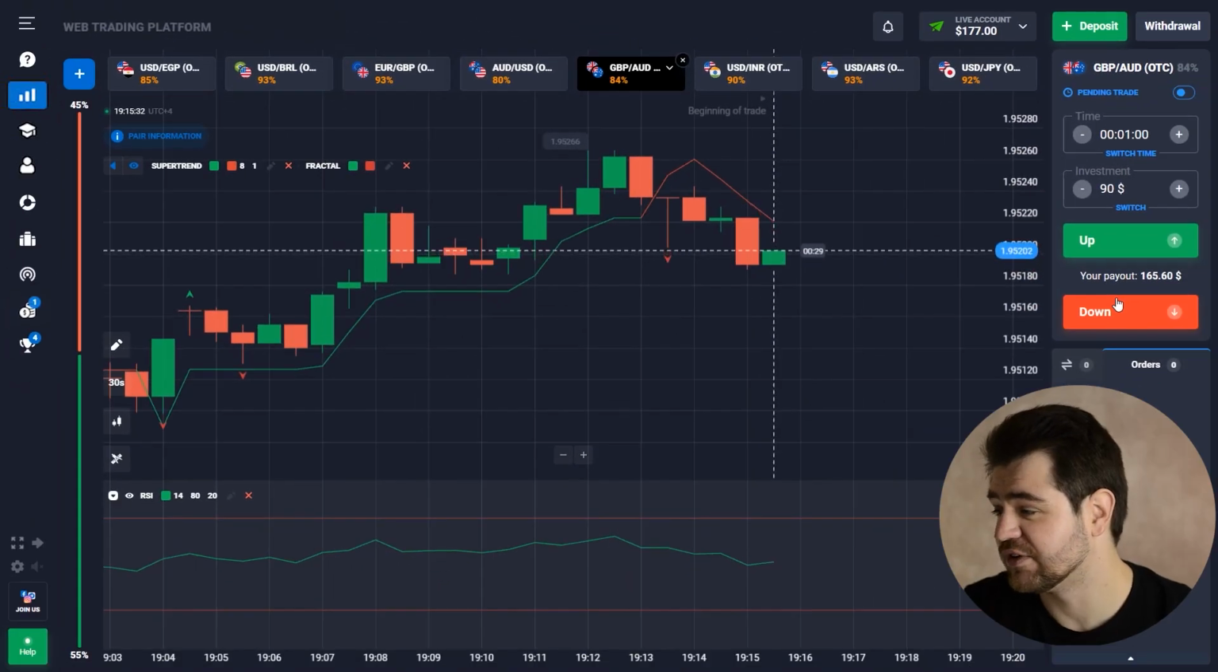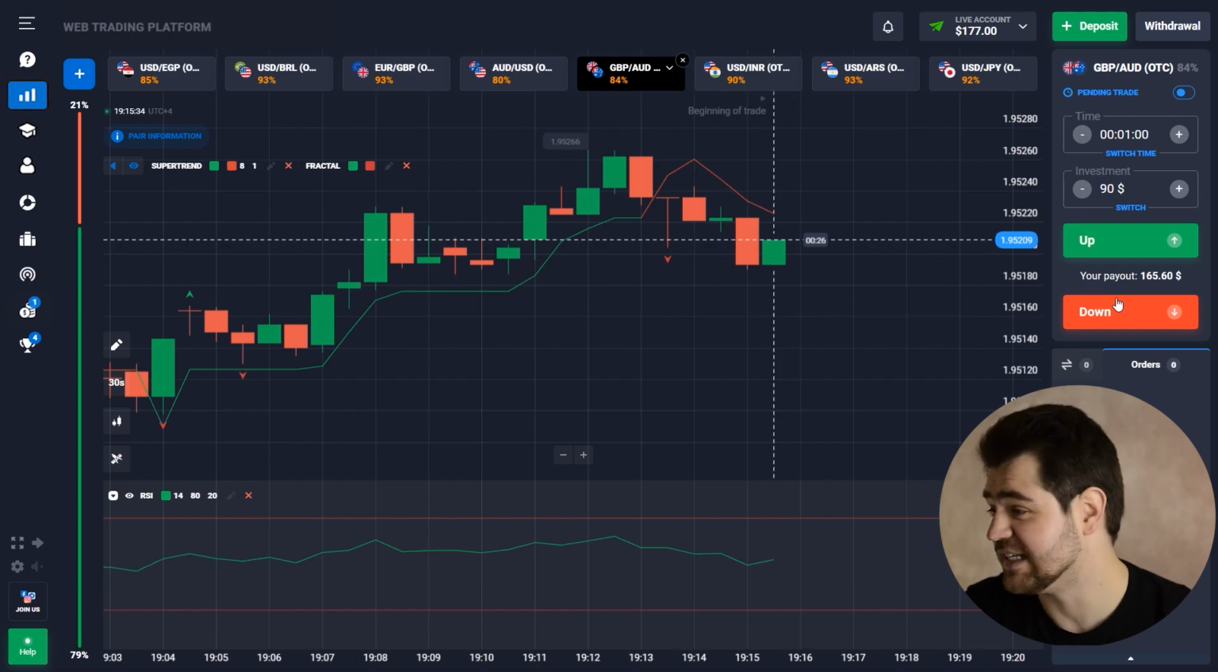And here is the profit from this option already, 177.